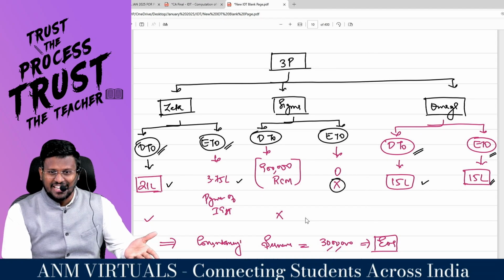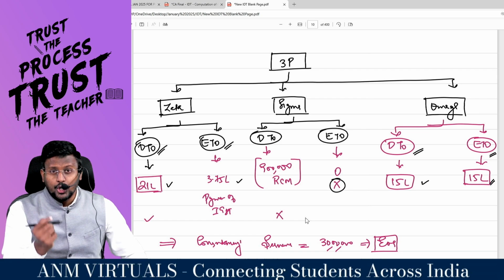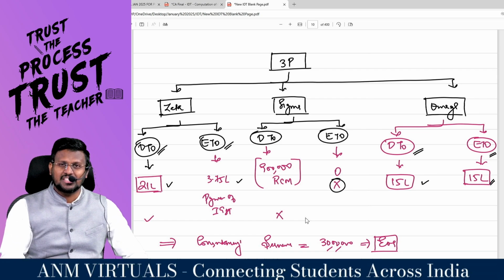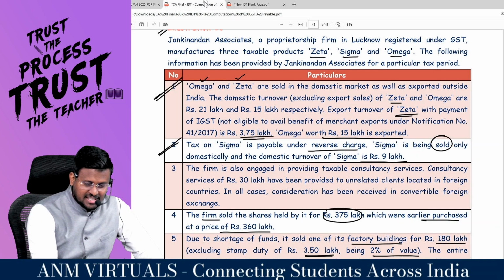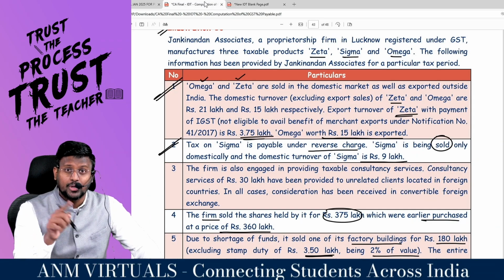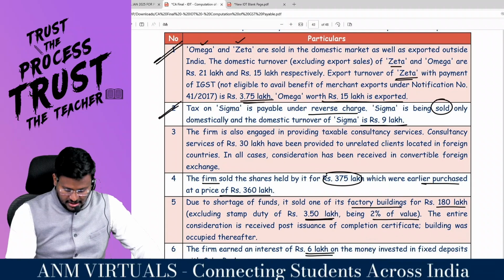This is sales details, not the purchase details. Only on purchase we are supposed to pay RCM. This is sales. That means the recipient will pay tax at RCM. So don't include it in the computation of GST collected.